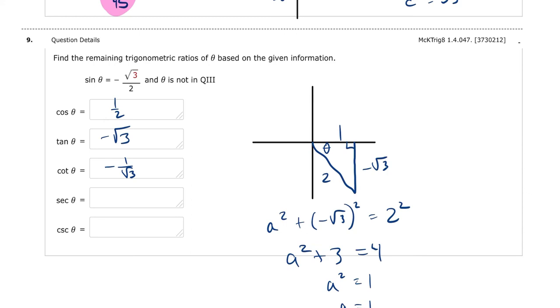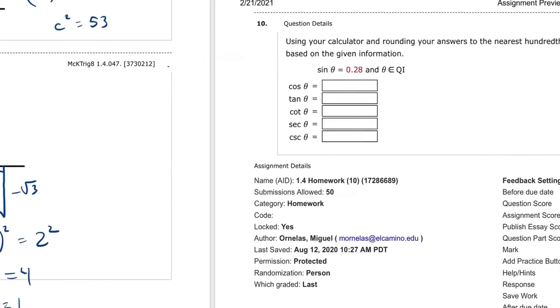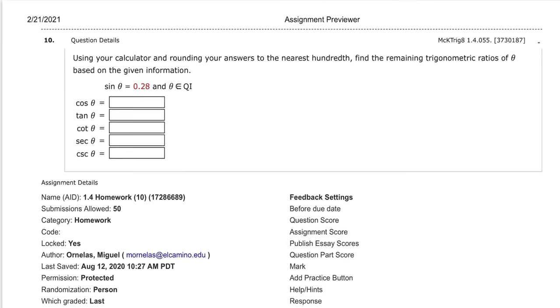Secant, well, that's just a reciprocal of cosine, so that's going to be 2. And then cosecant is the reciprocal of sine, which would be negative 2 over radical 3. And once again, you have the choice of whether you want to rationalize the denominator or not. It's not required, but it would be marked correct either way, whether you leave it in this form or rationalize it. All right, the last problem looks like this.